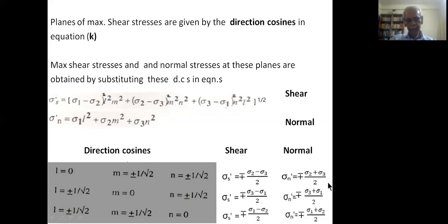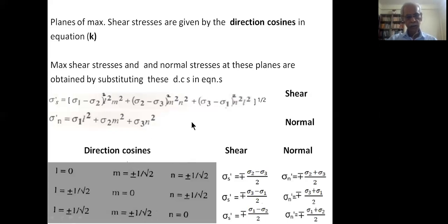It all means that just as we have got planes of principal stresses, we have got planes of maximum shear stresses. In the planes of principal stresses, there is no shear. That is the condition for principal stresses. But in the planes of maximum shear stresses, there are normal stresses. And these can be found out simply by substituting the values of the direction cosines in these two equations.